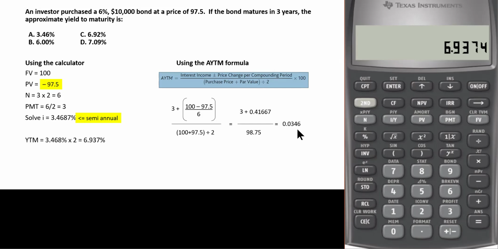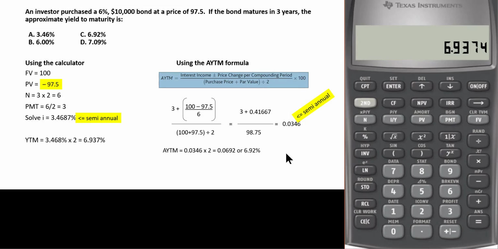And if we follow through on this math, we end up with 0.0346. Okay, now this is semi-annual. Remember, it's semi-annual, so we're going to have to multiply by 2 to get the approximate yield to maturity. So we end up with 0.0692, or if you multiply by 100, you end up with 6.92.